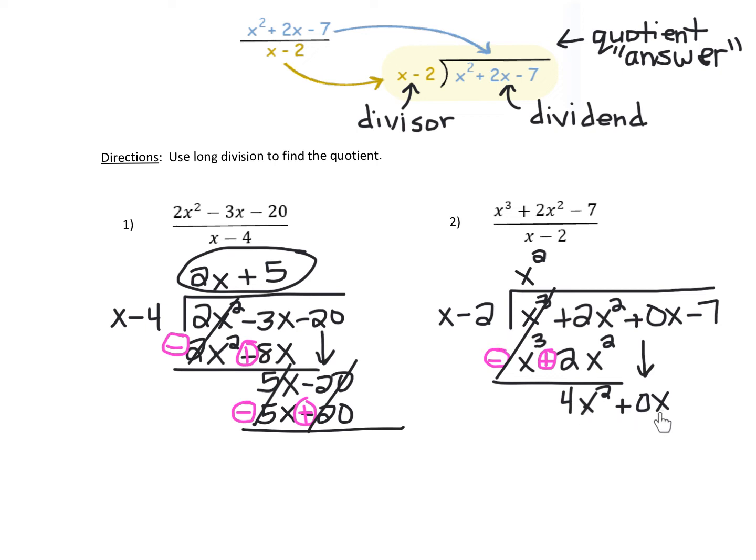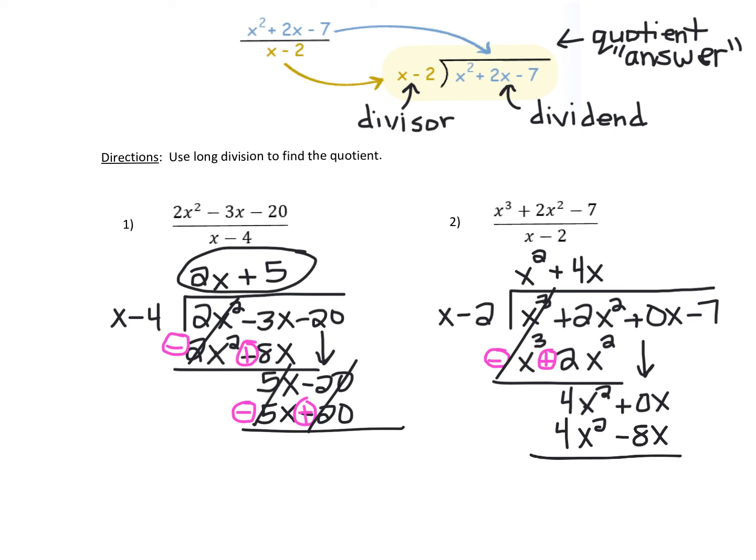All right, so now we want to look at the first term on the outside of the division bar and the first term underneath it. And you want to say, what do I multiply x by to give me 4x squared? Well, I multiply it by 4x. So it's a positive 4x. And then I'm just going to distribute this 4x to both terms that we're dividing by. So 4x times x is 4x squared. And then 4x times negative 2 is negative 8x.